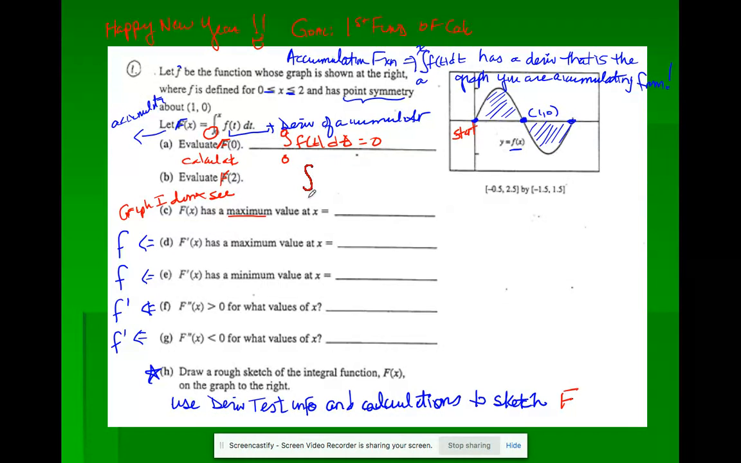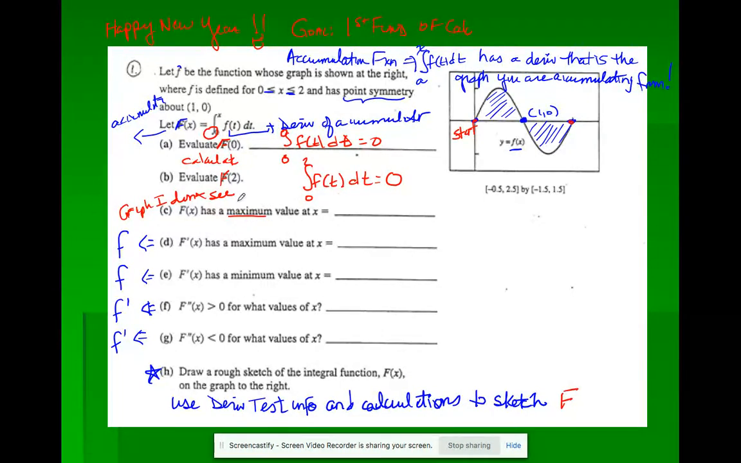But how about going from 0 to 2? Remember, you're starting at 0, but you're ending at 2 this time. So they wanted me to start and stop at 0, but now they want me to go from 0 to 2. What's true? Even though I don't know anything, this is not geometry, I can't tell you what this is, but because of point symmetry, what do you know? Also going to be 0.